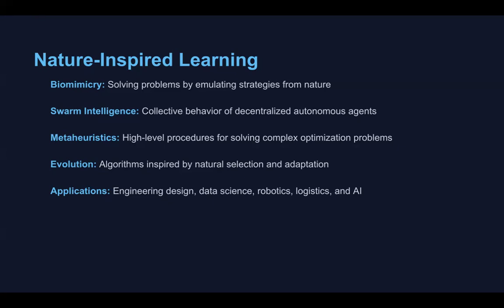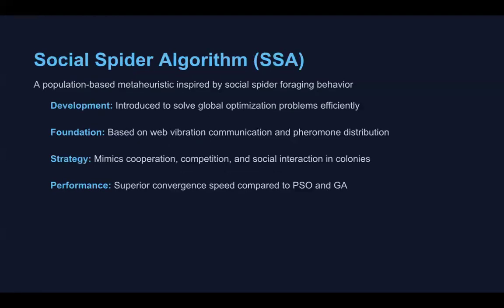Moving on to social spider algorithms. We have here the social spider algorithm. The inspiration is directly taken from social spider behavior, how the spiders behave, how web formation happens, including the vibrations, all of this is evaluated into this algorithm. It was introduced to solve global optimization. The foundation is based on the web formation of the spiders along with the pheromone distribution. The strategy mimics cooperation.